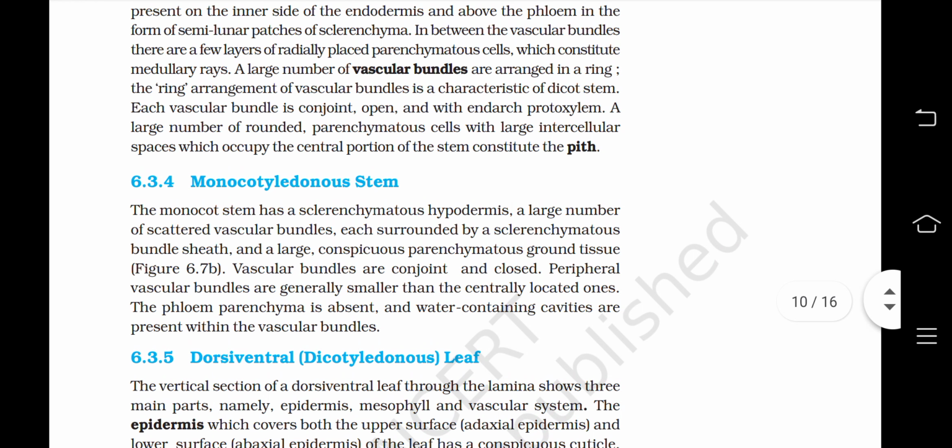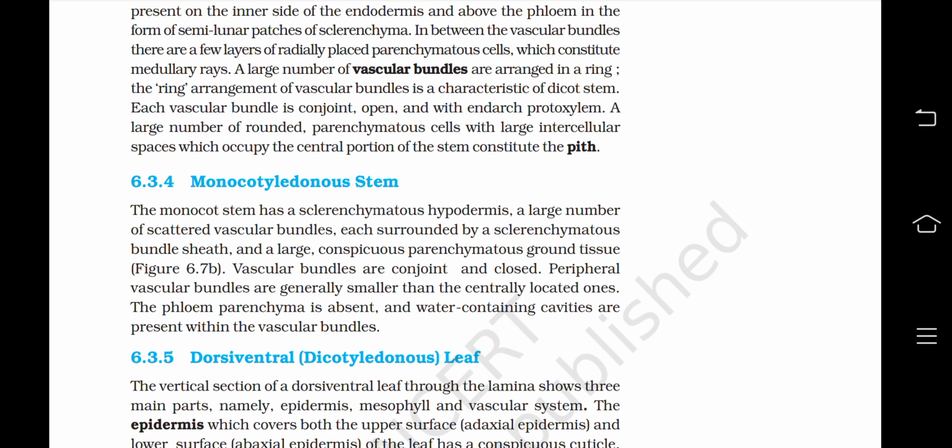Now, come to the monocotyledonous stem. The monocot stem has a sclerenchymatous hypodermis, a large number of scattered vascular bundles, each surrounded by a sclerenchymatous bundle sheath, and a large conspicuous parenchymatous ground tissue. Figure 6.7b. Let us look at the figures as well after we complete this.